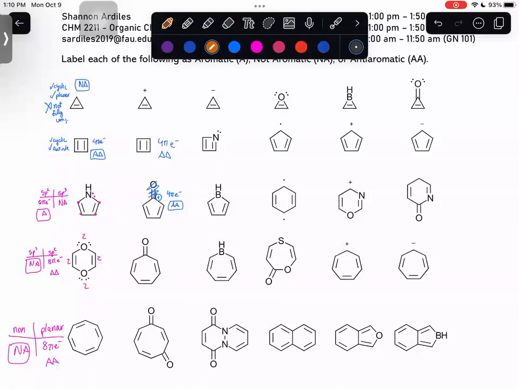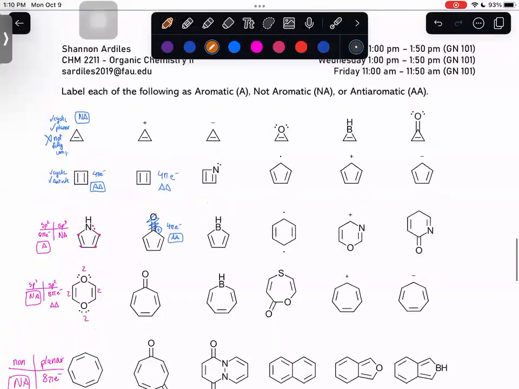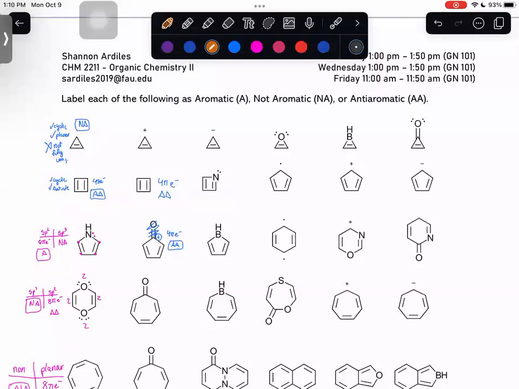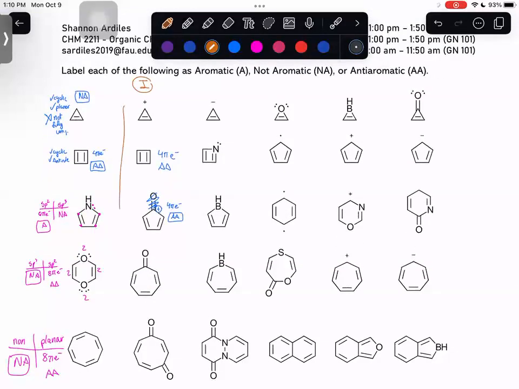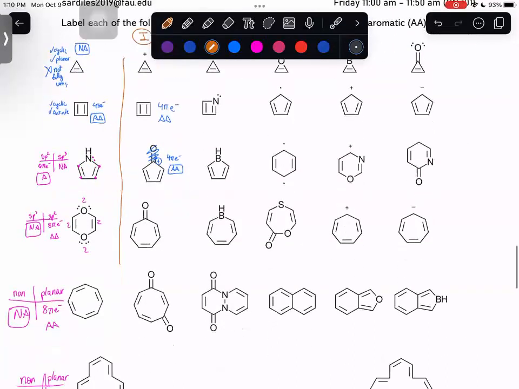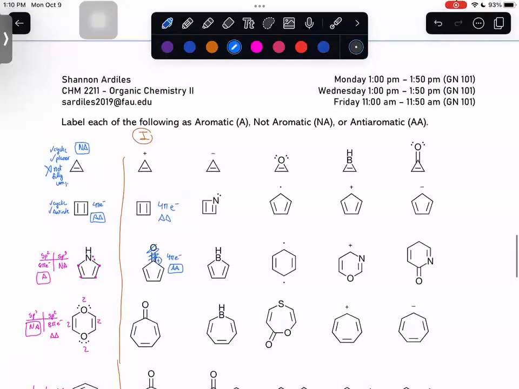This triangle one, because boron is always sp2, so it's conjugated. Yes. All the digits are 2, 4, 6, 8. But wait, it's not.